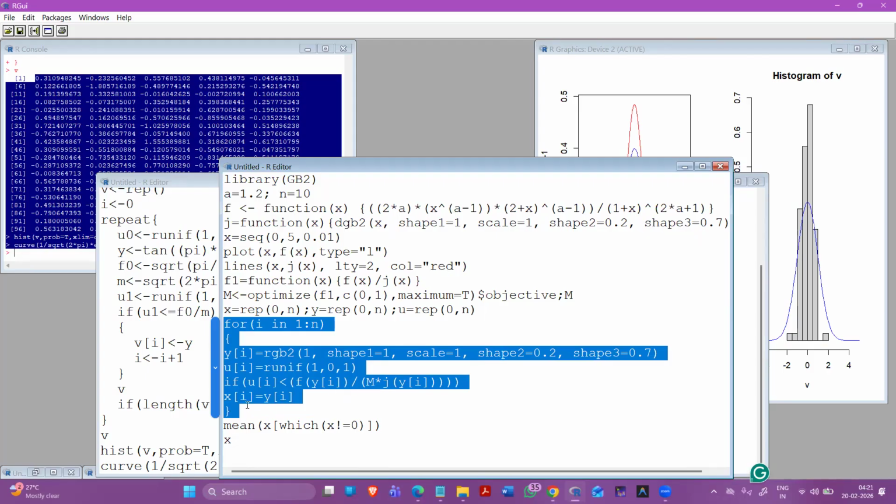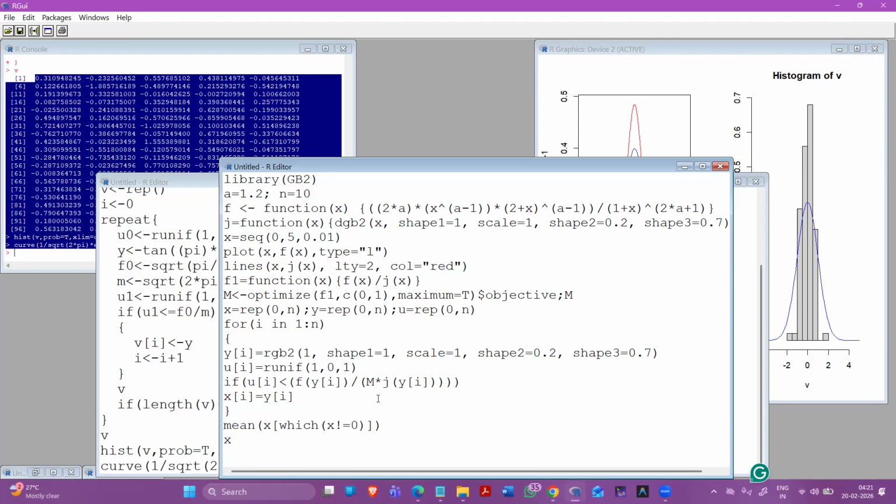If this condition is fulfilled, Xi equals Yi. If this condition is not fulfilled, what should happen? I don't have this condition here, but in the repeat and break, I have that one. So in this for loop, my sample size will be compromised. That is the problem.